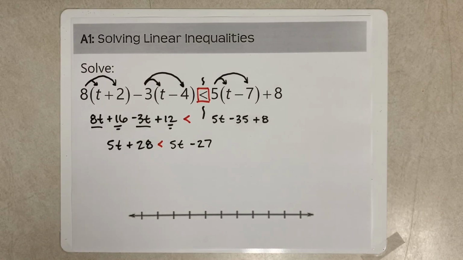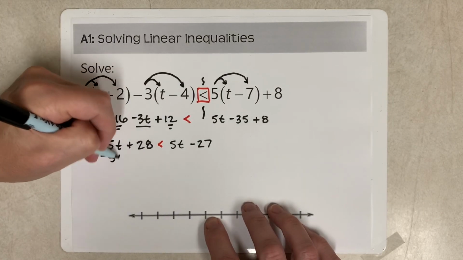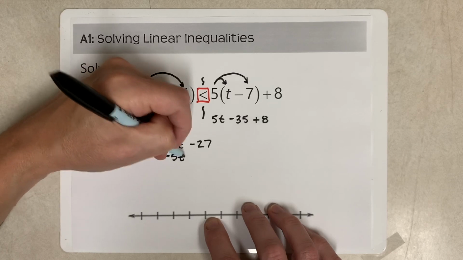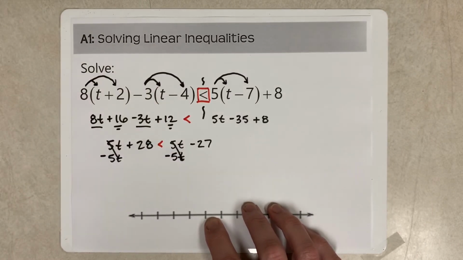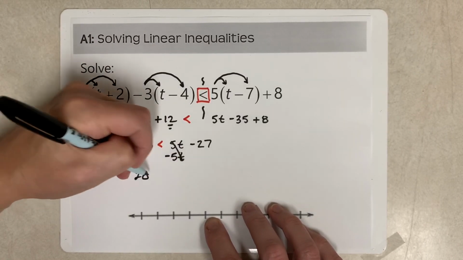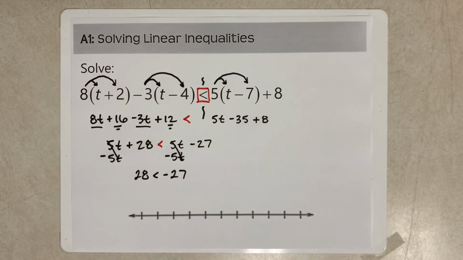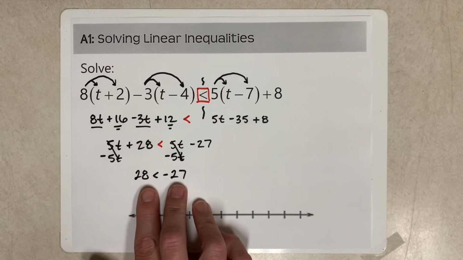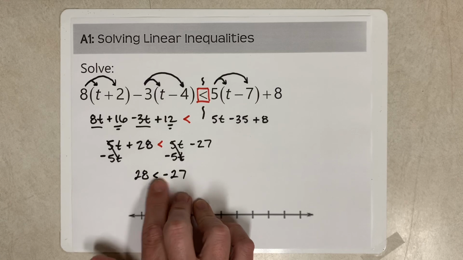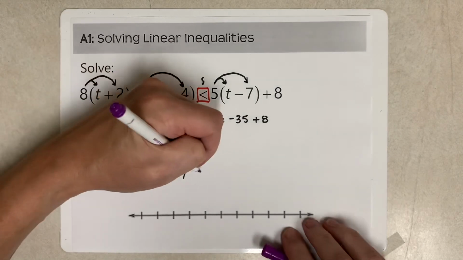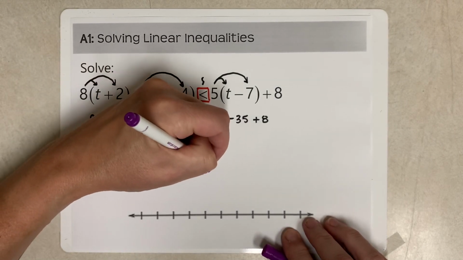All right, so now, if I subtract 5t on both sides, they both cancel. I bring down my 28 less than -27. So the variables canceled, and we've seen that before with equations when variables cancel. Did this leave a true statement or a false statement? Is 28 less than -27? And the answer is no, and that's false.